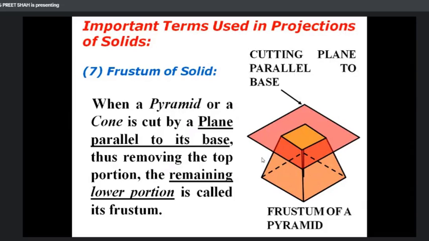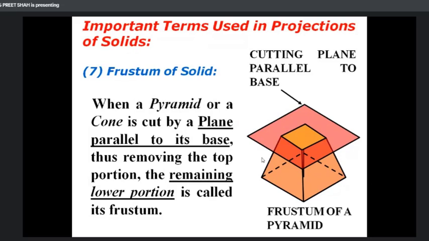Now next, frustum solid. Frustum solid means, here I will give you an example of a square pyramid. If a square pyramid or cone is cut by a plane, and I select a cutting plane which is parallel to the base, then the pyramid is divided into two parts: one is the top part and the second is the bottom part. If I remove the top part, what is the remaining part? That lower portion is called the frustum of the solid.